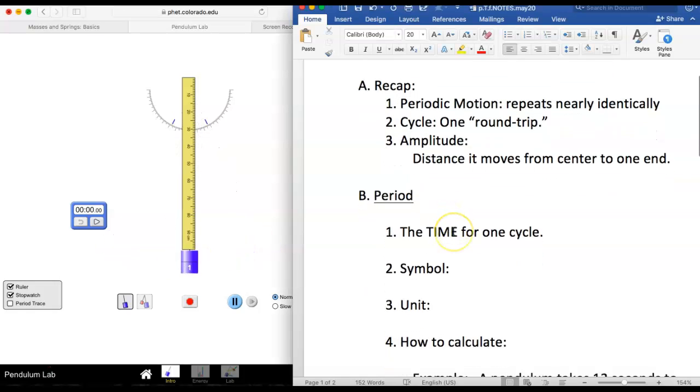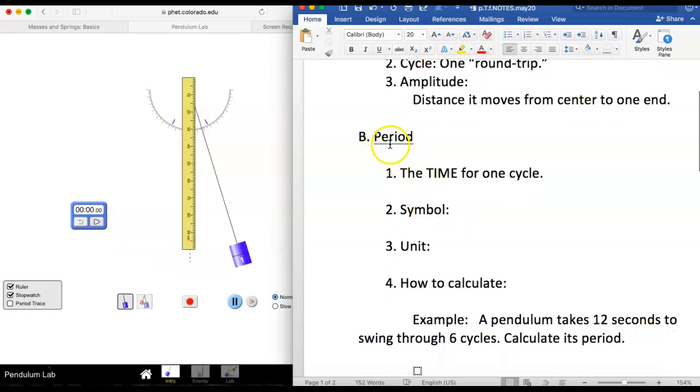All right, here is a word that's new for these notes, period. Now, you watch this motion here back and forth and you realize, oh, I could time that. I could time one cycle. And that measurement has a name. That's period, the time for one cycle.